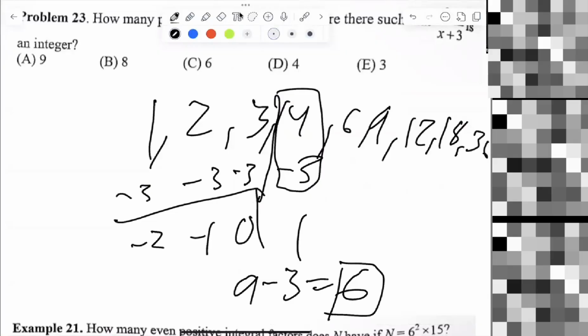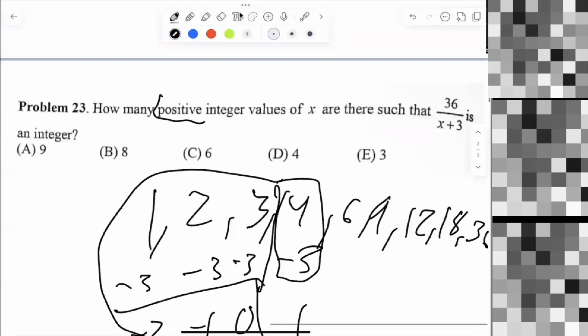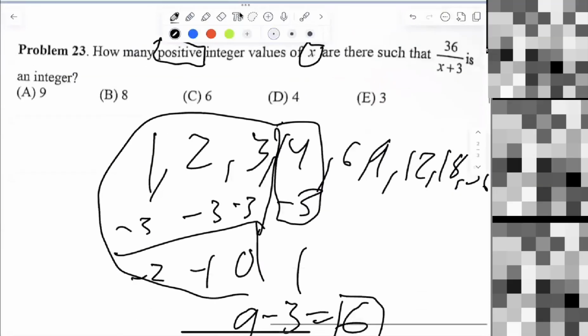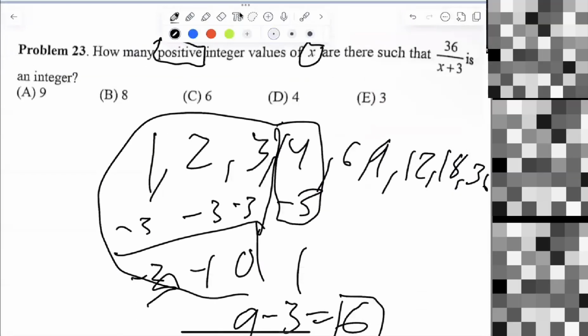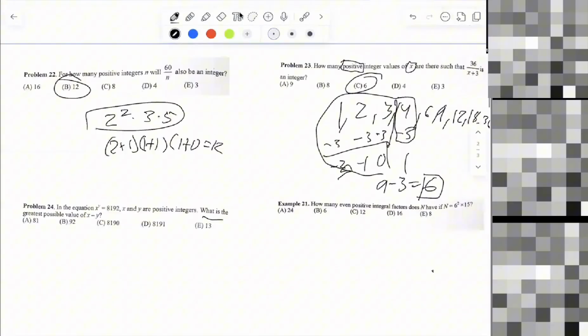Just make sure you understand the restriction, since we want this to be positive. This clearly says to be positive, but these numbers are not positive. So the answer to this question is just C. Alright?